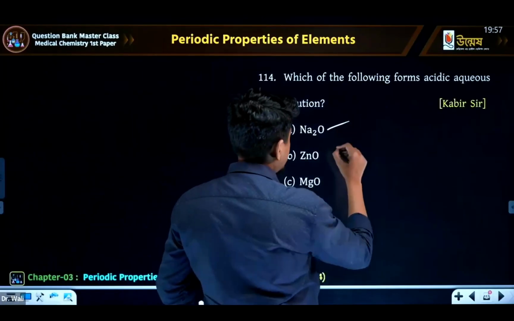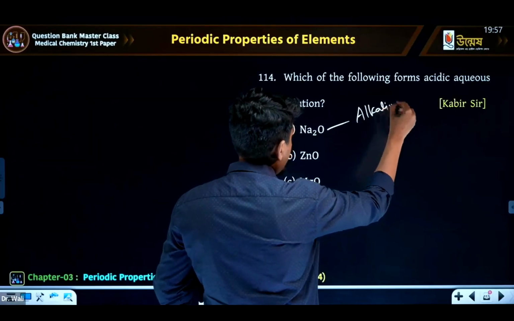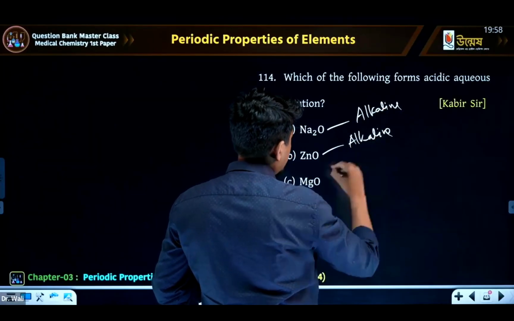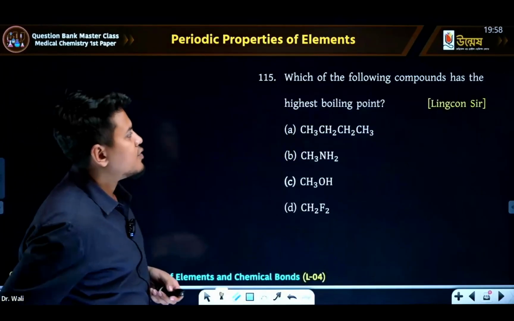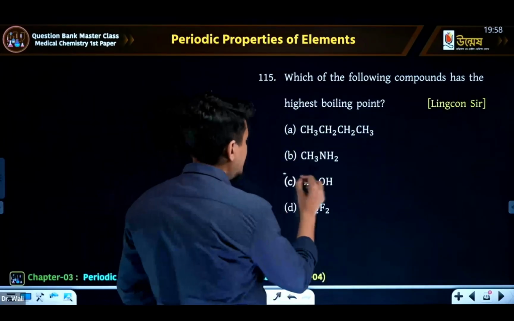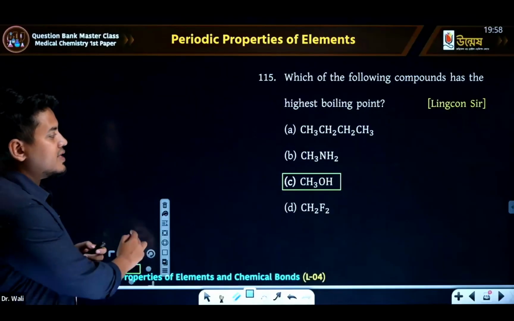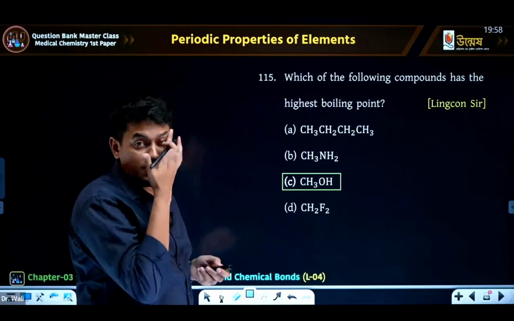Which of the following forms an acidic aqueous solution? Okay, let's see. This one forms a basic or alkaline solution. This one forms an alkaline solution. This one forms an alkaline solution as well. The last one is a non-metallic oxide, which will form an acidic solution. Which of the following compounds has the highest boiling point? The highest boiling point will be demonstrated by methanol. Why? Because it can form hydrogen bonds as well.